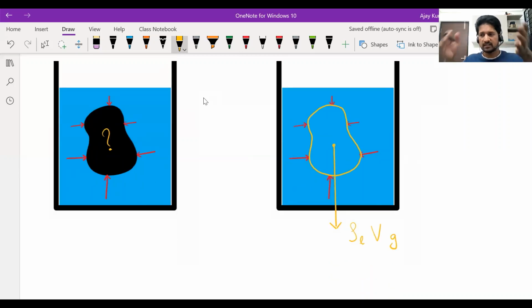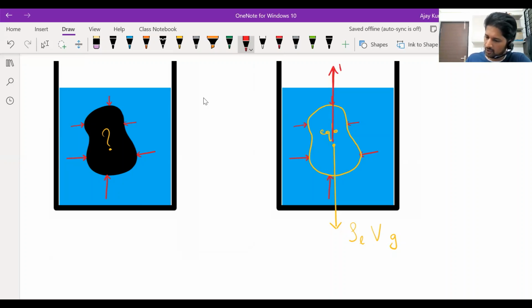What other forces are acting? The pressure distribution is creating these additional red vectors. But that part of the liquid is in equilibrium. What does that mean? The weight of that part of the liquid is balanced by the resultant of those red vectors. Otherwise, how will the liquid be in equilibrium? That's the only explanation we can give. So all these red vectors are creating an effect of this much.